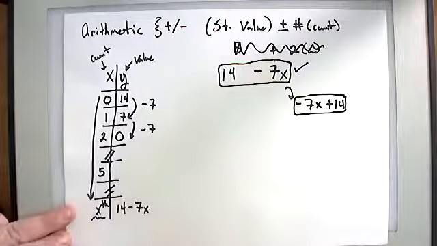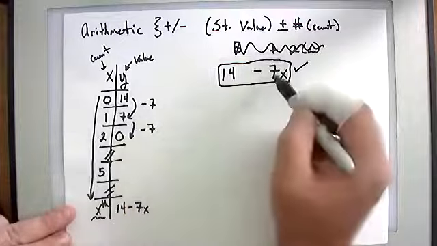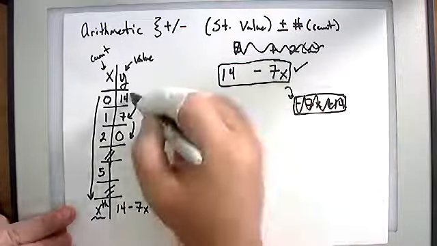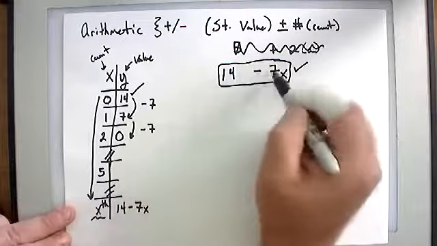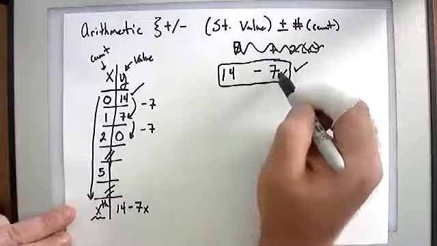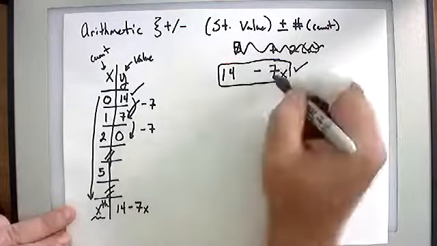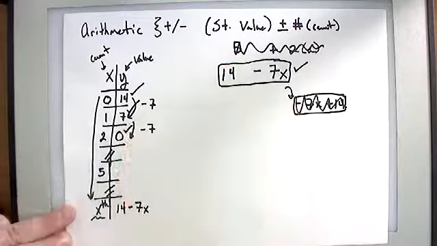Actually, let's check the formula before we do that. Sorry, I'm jumping the gun. Let's make sure we have the formula correct first. Let's plug in 0 to our formula. Negative 7 times 0 is 0. 14 minus 0 is 14, just like it should be. Let's plug in 1. 14 minus 7 times 1 is 7. 14 minus 7 is 7, just like it should be. Plug in 2. 2 times 7 is 14. 14 minus 14 is 0, just like it should be. So if it gets all 3 of those, then we have the correct formula.